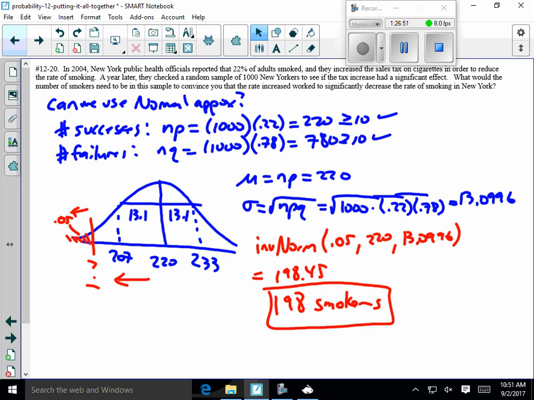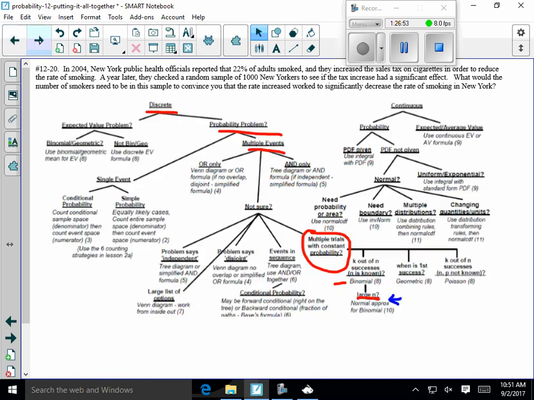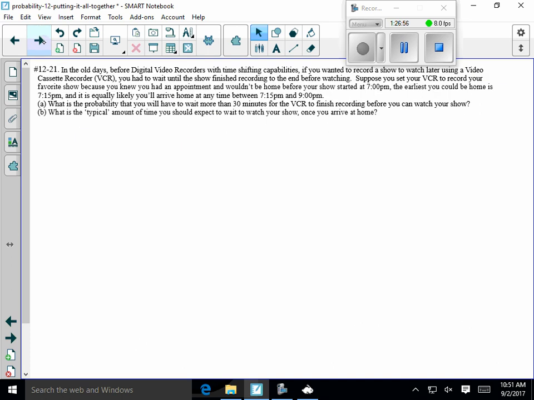Okay, a few more problems here. For this one, it says, in the old days, before digital video recorders with time-shifting capabilities, if you wanted to record a show to watch later using a VCR, a video cassette recorder, you had to wait until the show finished recording to the end before you could watch it from the beginning.